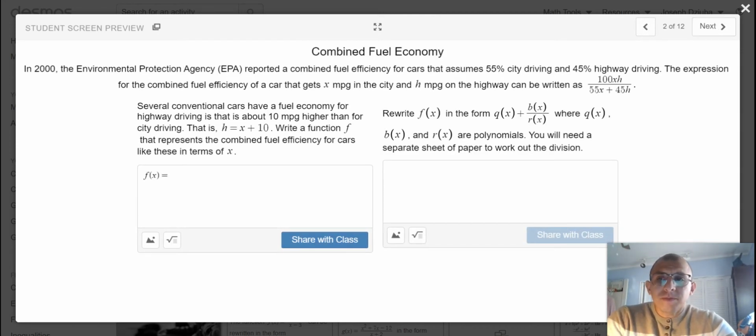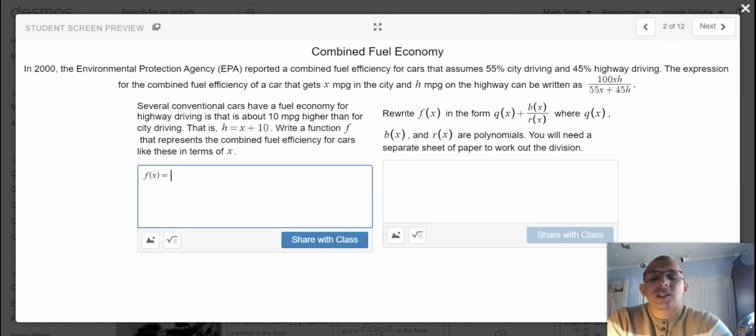So in 2000, the EPA reported a combined fuel efficiency for cars that assume 55% city driving and 45% highway driving. They have used this expression here, 100xh divided by 55x plus 45h. Several conventional cars have a fuel economy for highway driving that is about 10 miles per gallon higher than for city driving. So they tell you that we can represent h as the quantity x plus 10.